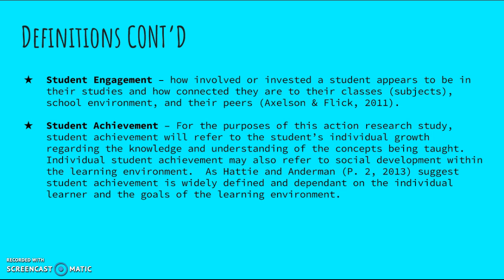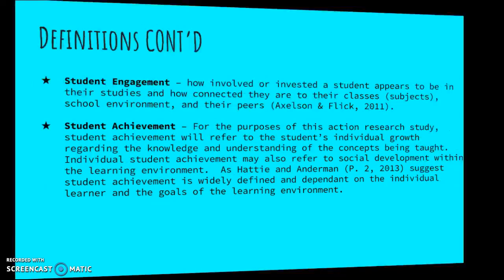Lastly is student achievement. For the purposes of this research, there are many ways to define student achievement. As Hattie and Anderman suggest, student achievement is widely defined and dependent on the individual learner and the goals of the learning environment. For the purposes of this action research study, student achievement will refer to the student's individual growth regarding the knowledge and understanding of the concepts being taught. Individual student achievement may also refer to social development within the learning environment.